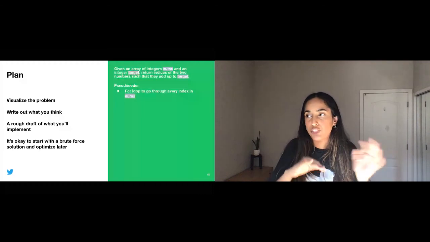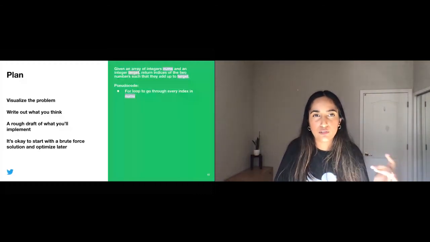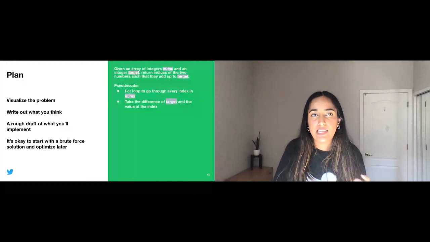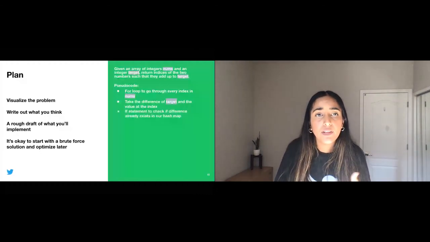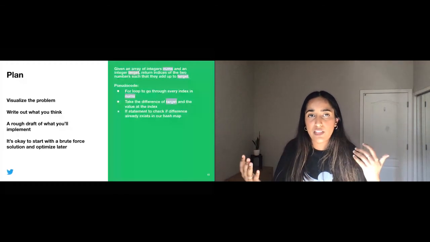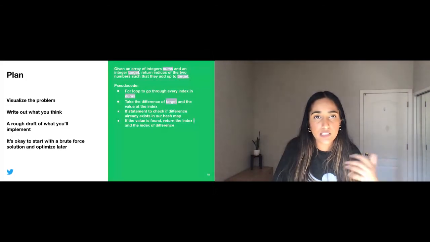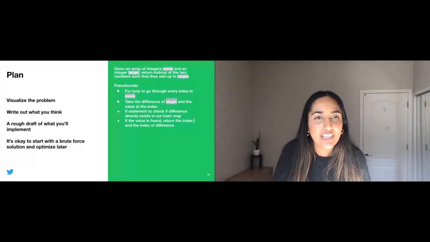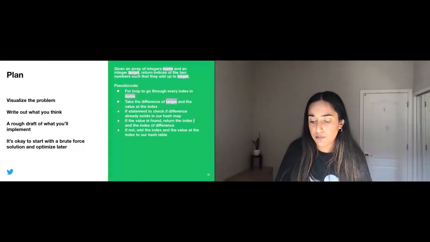I would just type out on the screen a couple of bullet points. So I'll have a for loop that goes through every index in nums, and then I'll take the difference of target and the value at the index. And then I'll have an if statement to check if the difference already exists in our hash map. If the value is found, then we know that's the answer, so I would just return that difference or the index of that difference. And if we don't find the value, then we add that value to our hash table.